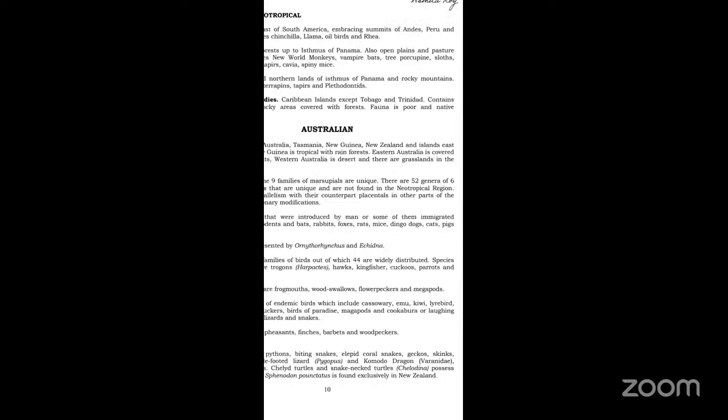About 10 families of the endemic birds are present, which include what? Cassowary, emu, kiwi, lyrebird, dove bird, honeysuckers, birds of paradise, megapodes, kookaburra, or laughing jackass birds. Okay? And birds not present are pheasants, finches, barbets, as well as the woodpeckers.